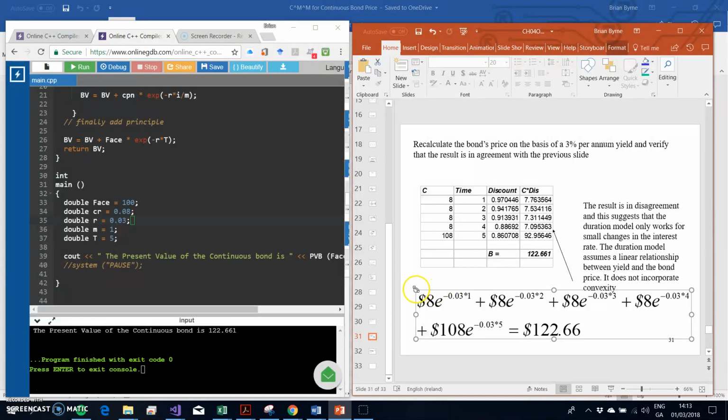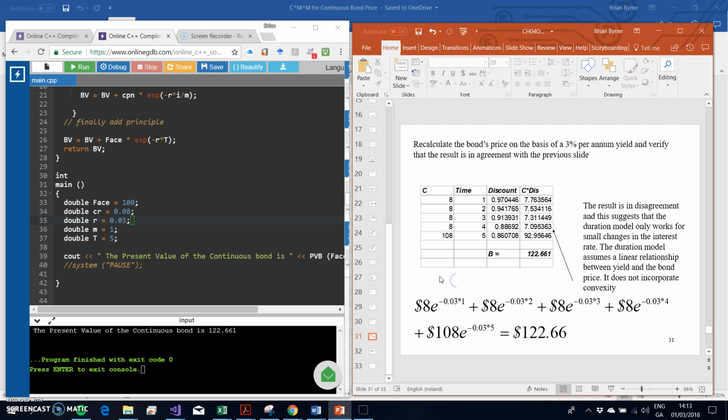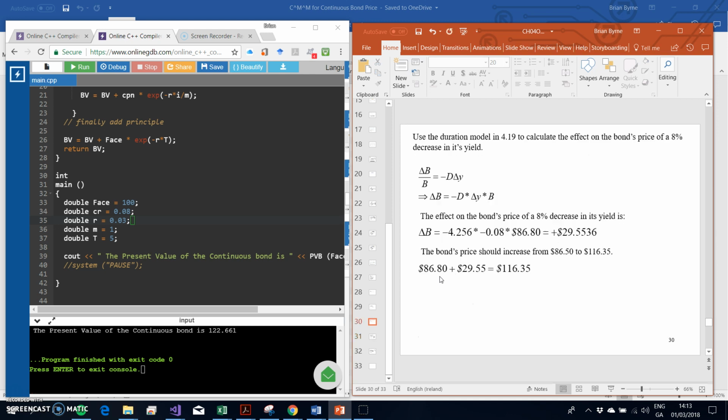And this highlights one of the issues with duration. Duration works reasonably well for small changes in the interest rate, but for larger changes, because it's a linear model, it underpredicts the effect of the change on the bond price. The bond price is non-linear, whereas the duration relationship is linear. This is a linear relationship, not non-linear. There are no quadratic terms here.